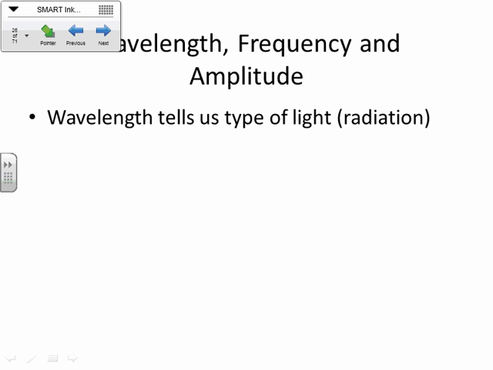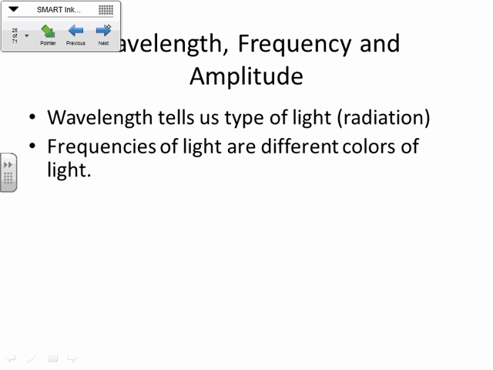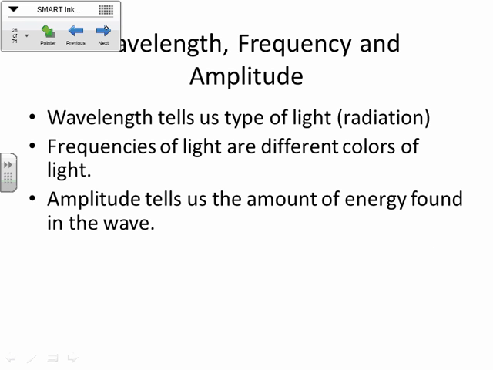So the wavelength tells us the type of light. Depending on what wavelength it is will tell us, is it UV, is it microwaves, is it visible light, what is it? Okay? And then the frequency of light can tell us the different colors. Now the wavelength can tell us the color of light as well. Okay? Either the wavelength or the frequency. It's just kind of two different ways of looking at it. And then the amplitude is going to tell us the amount of energy that's found in the wave.